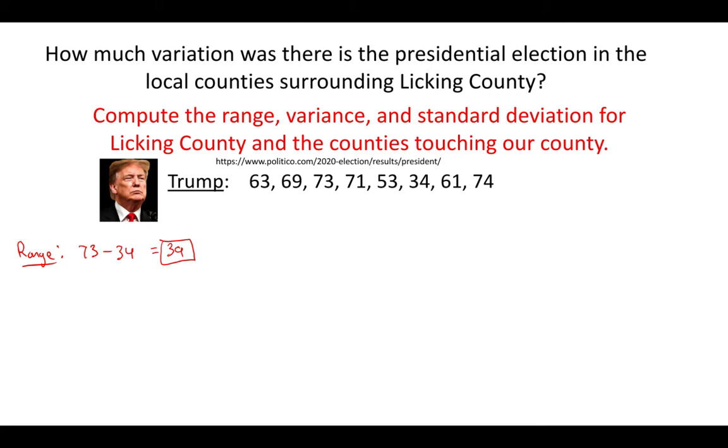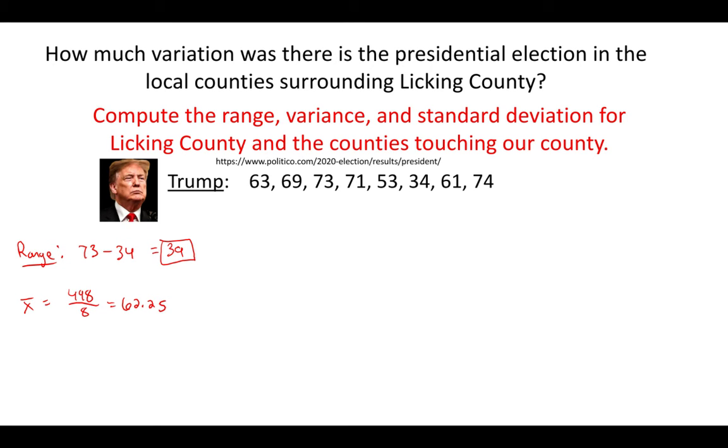When we are going to now calculate our variance, we first need the mean, x bar. So we're going to add them all up. You guys should be able to do that by now. You get 498 divided by the sample size of 8, so 62.25.